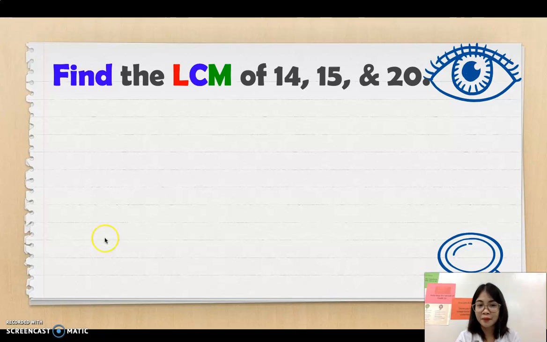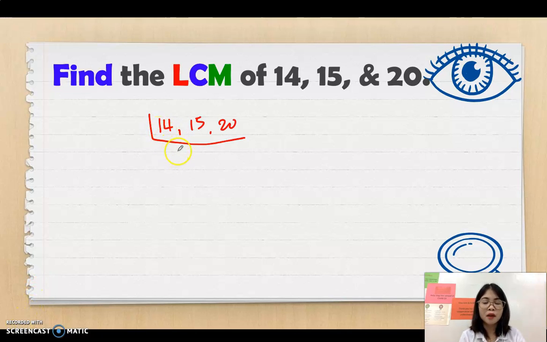The common prime number of these numbers, if you're going to use 2, it cannot be because it's not divisible by 15. If you're going to use 3, it's not divisible by 14 and also 20. If you're going to use 5, it's also not divisible by 14. So for LCM, as long as two numbers have a common prime number, you can use that. So we can use 2 for 14 and 20.